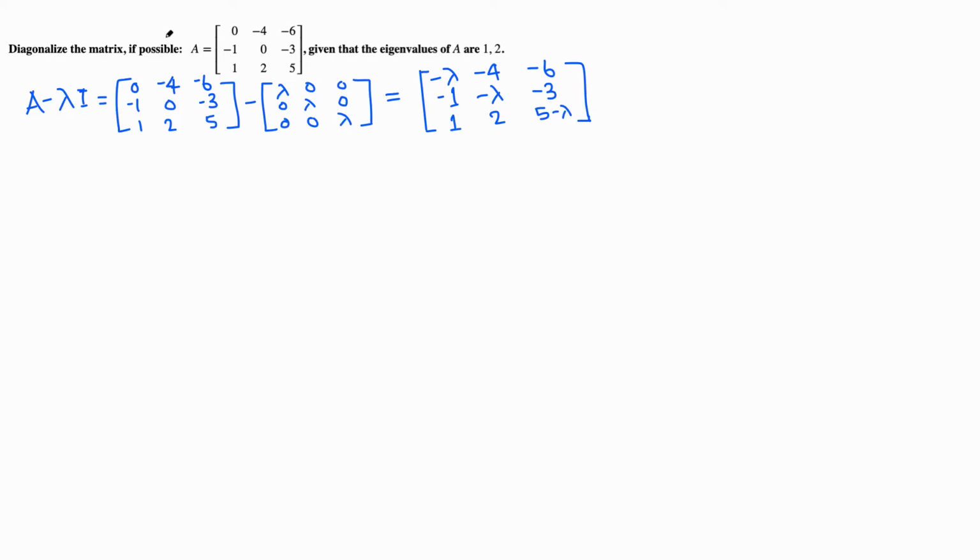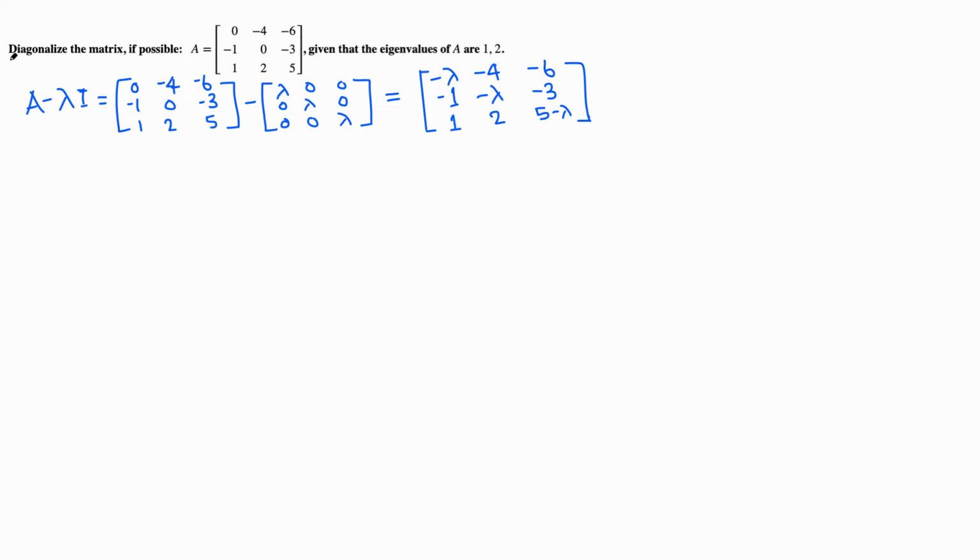Diagonalize the matrix if possible. So we are given a matrix, also given that the eigenvalues of A are 1 and 2. So only two eigenvalues. It's a 3 by 3 matrix. So one of these two eigenvalues must have a two-dimensional eigenspace. Then we'll have enough eigenvectors. So we need 3 eigenvectors from these two eigenvalues.